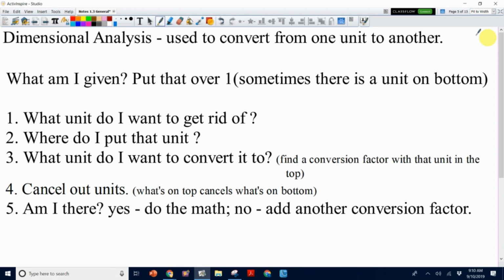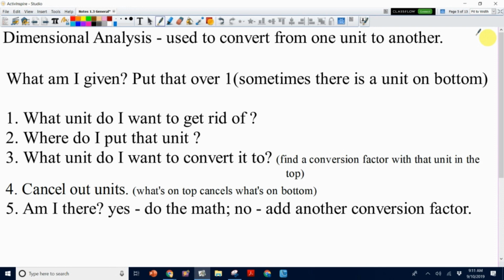And if you ever get stuck on a problem and you need my help, what I'm going to do is just start reciting these questions to you. And so if you learn them and you can ask yourself these questions and answer them, you're not ever going to get stuck in a dimensional analysis problem, more than likely. So go ahead and write these down.